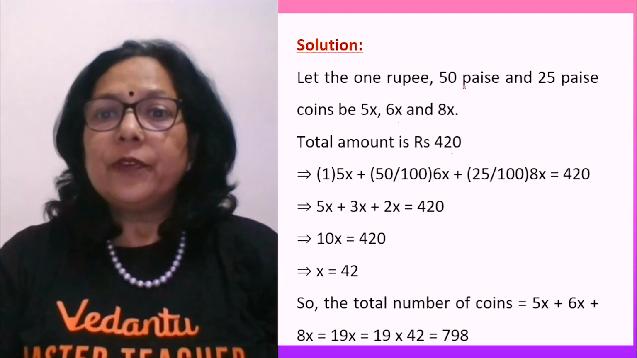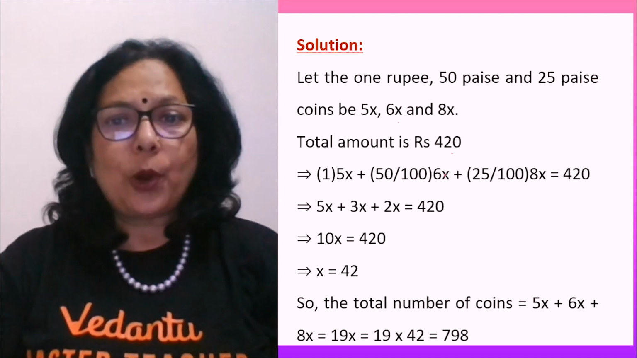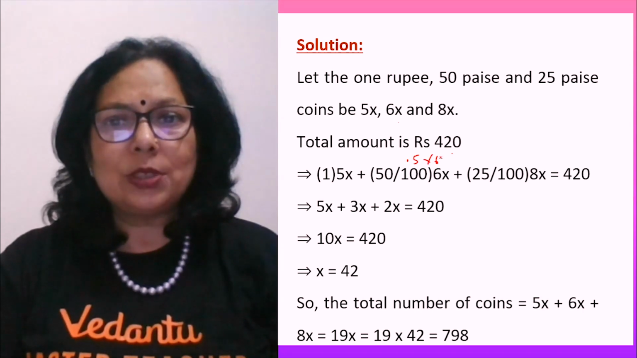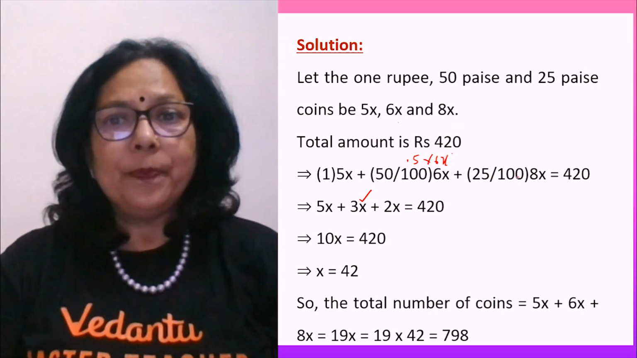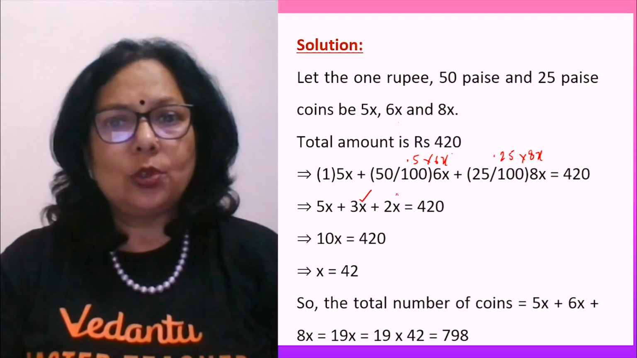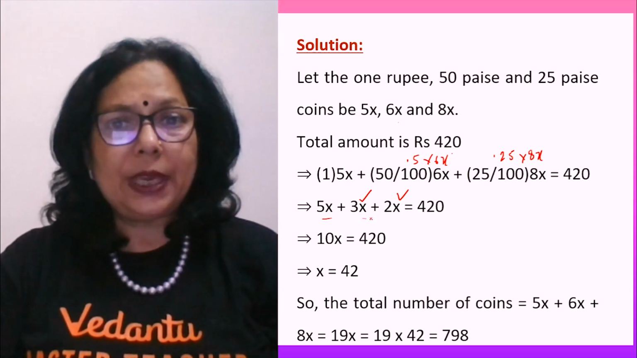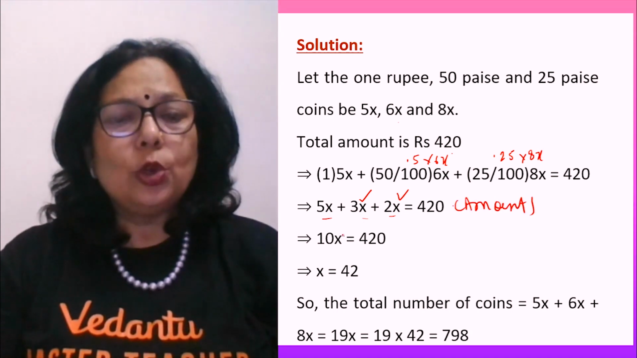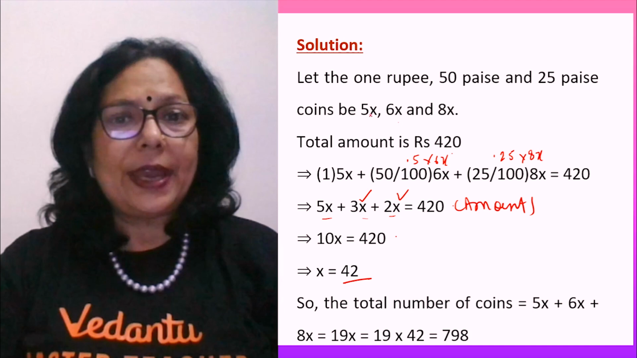If you are having 50 paise coins, 6x of them, you multiply 50 upon 100 into 6x, you change paise into rupees, and you get 0.5 into 6x, which gives you 3x. Then you have 25 paise coins, 8x of them, so 0.25 into 8x, which gives you 2x. And the sum of 5x, 3x and 2x, this is the rupees, is equal to 420. This is the amount. So 10x is equal to 420, x is equal to 42. So you get the value of x is 42.